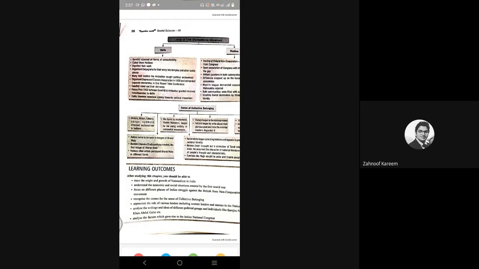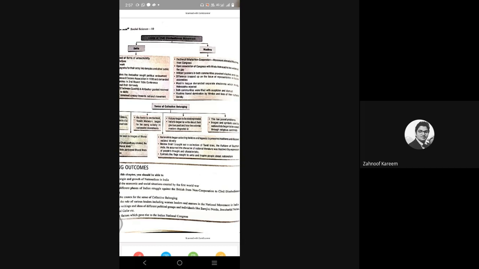So the Muslim League demanded separate electorates, which the Hindu Mahasabha rejected, and both communities were filled with suspicion and distress, with Muslims fearing domination by Hindus and loss of their cultural identity. Then later we discussed in that lesson the sense of collective belonging. What are the factors that created a sense of collective belonging? Especially history, fiction, folklore, songs, symbols, isn't it? Then rhymes, then historical fictions, etc.